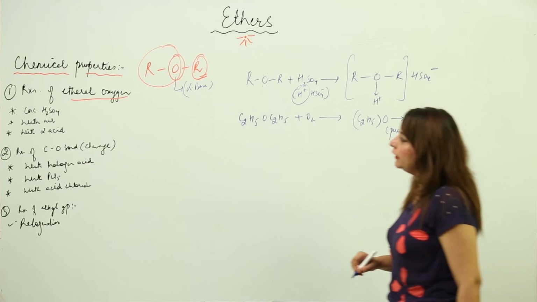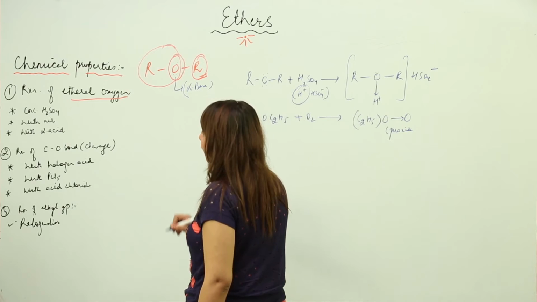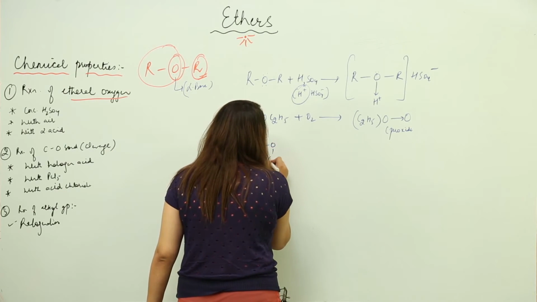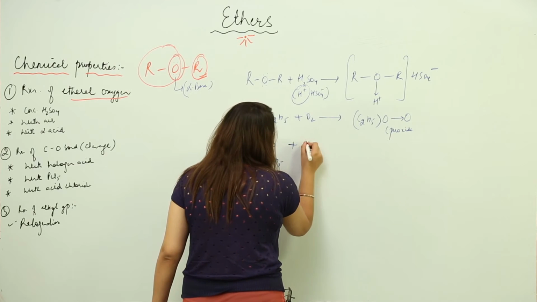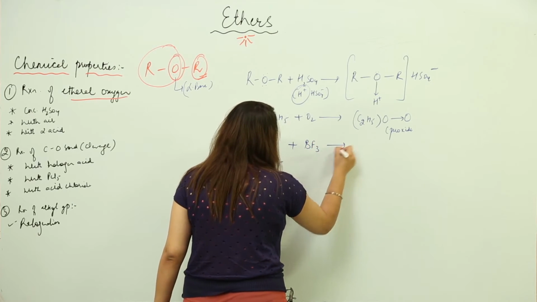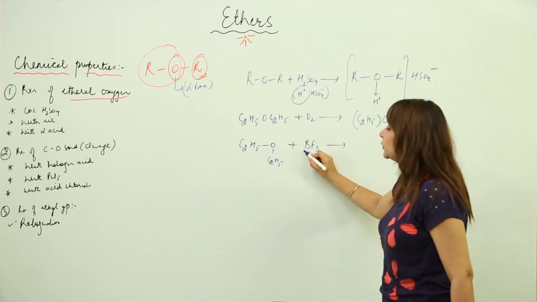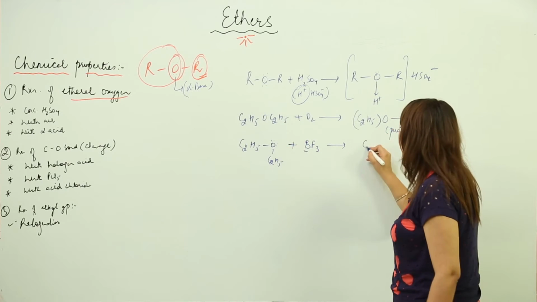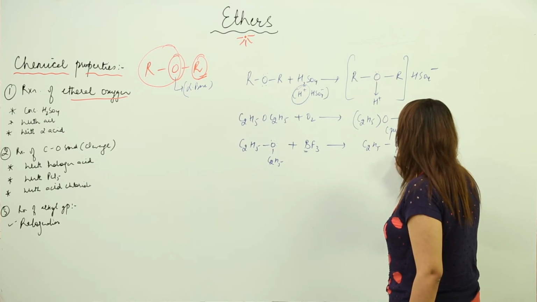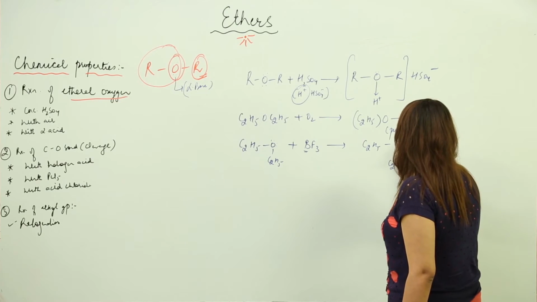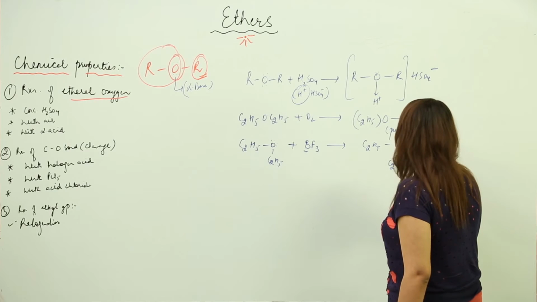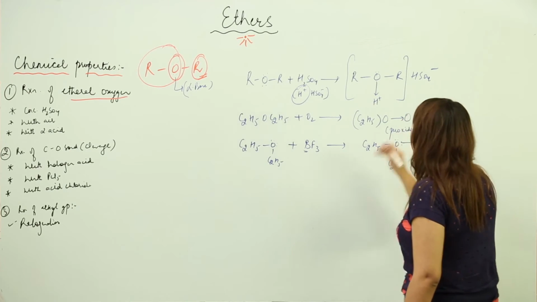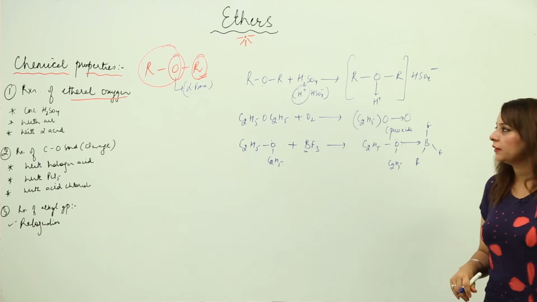And likewise, we can react it with a Lewis acid. Suppose I have the ether, and I also have an electron deficient compound. Let's take BF3. As we know, the octet of this B is not complete, but the ether has a lone pair, so it can form a coordinate bond with it. So this is donated to this BF3. This is how you are going to show the reactions for the ethereal oxygen.